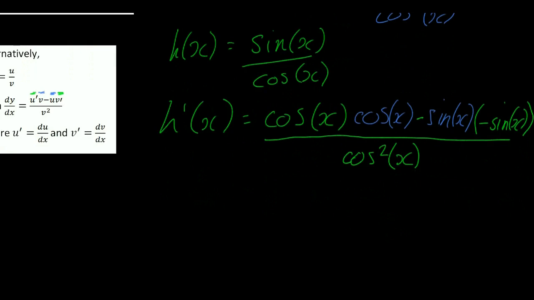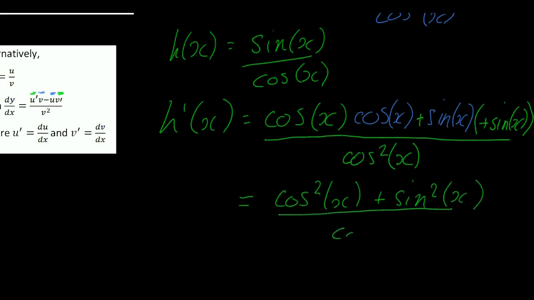Note that with the two negatives here, you can actually say it's a double negative. So since you're multiplying two negatives, we're going to have a plus. At the top, we end up with cos squared x plus sine squared x, over cos squared.